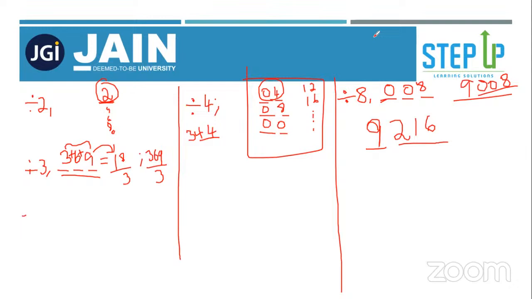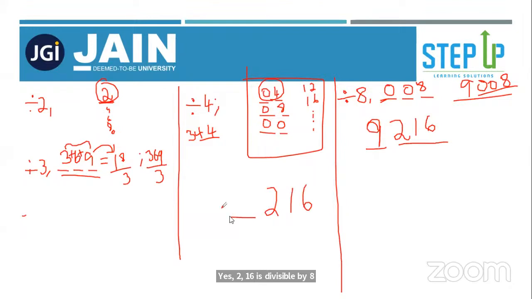Peter, which rule is not clear to you? Can you let me know, Peter? You can unmute yourself. Yes, sir. Tell me a 3-digit number which is divisible by 8. We'll go for 216. Okay, is 216 divisible by 8? Yes, 216 is divisible by 8.